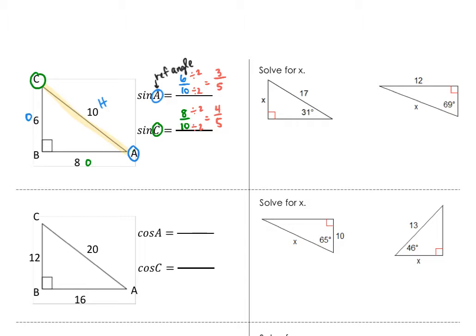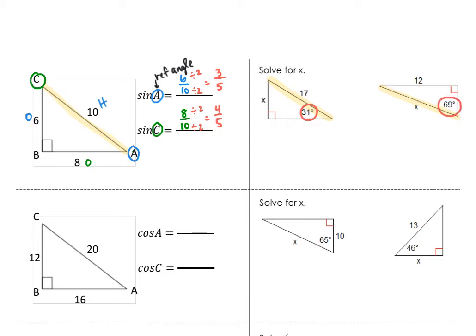Okay, so how do we use that to solve for missing sides? Well, let's look at the example straight to the right. They're asking us to solve for x. So I do want you to still get in the habit, highlight your hypotenuse. So I'm just going to go ahead and do that for both triangles here. And we're going to circle our reference angle.